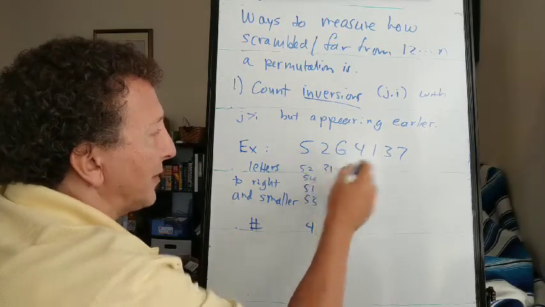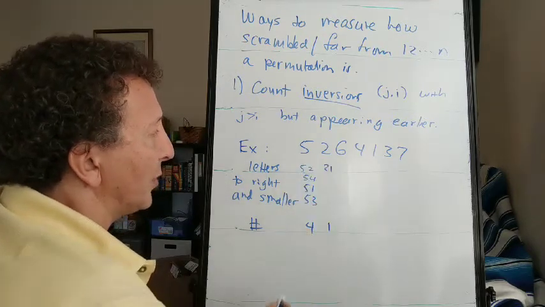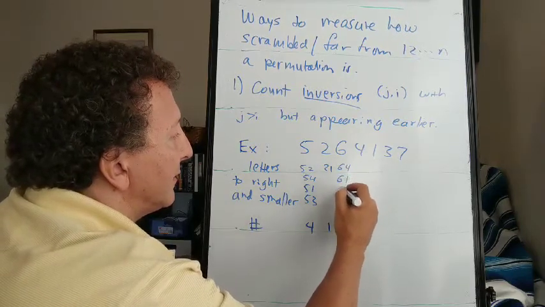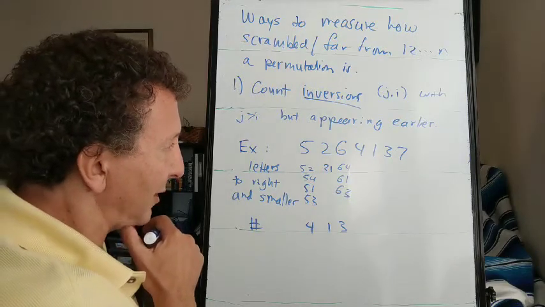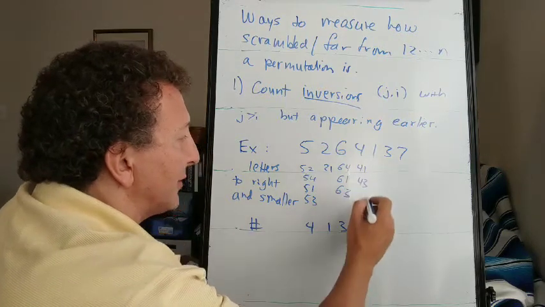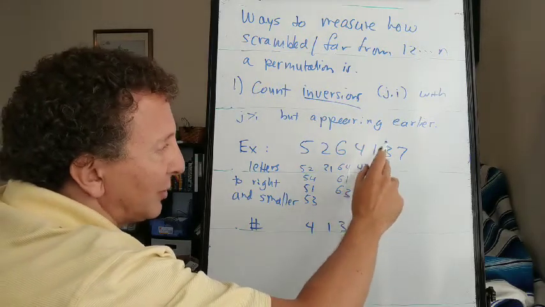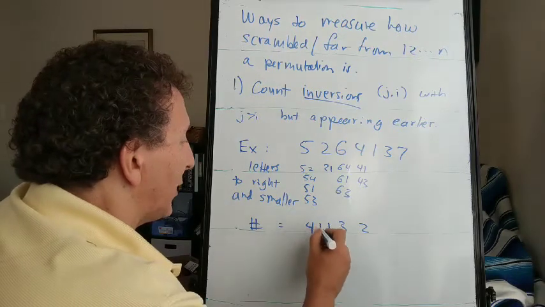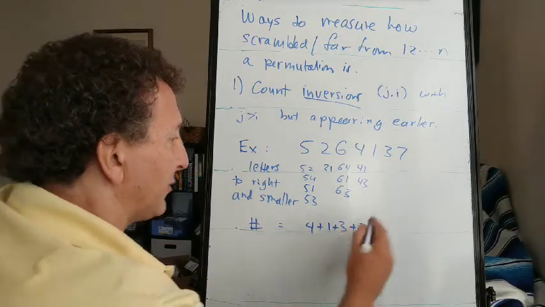For 2, there's only one letter that's to the right of 2 and smaller than it. That's 1. So 2, 1 is an inversion. That adds 1 to our count. 6 has 4, 1, and 3 to the right of it and smaller, so that adds 3 to our inversion count. 4 has 1 and 3 that are to the right of it and smaller, so that adds 2 to our inversion count. Then 1 doesn't have anything to the right and smaller, 3 doesn't, and 7 doesn't either. So the number is 4 plus 1 plus 3 plus 2, which is 5 plus 5, which is 10.